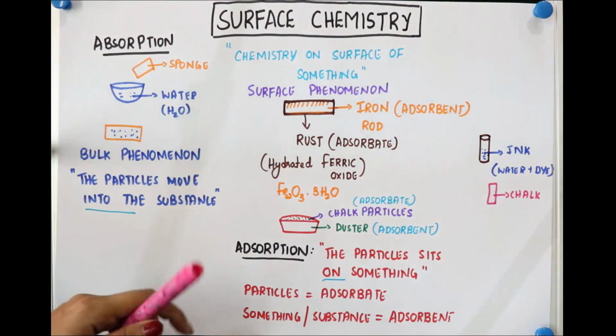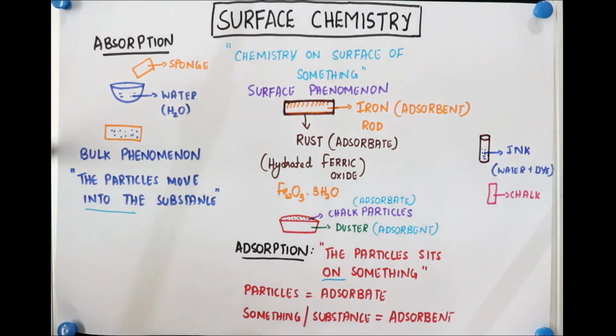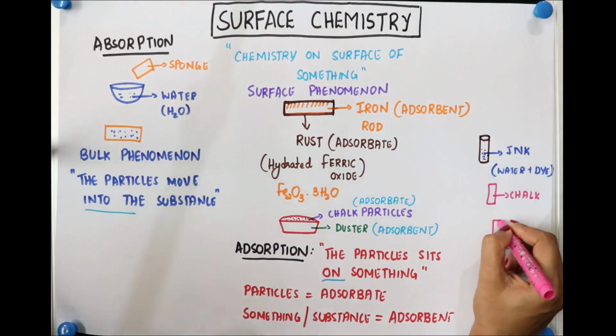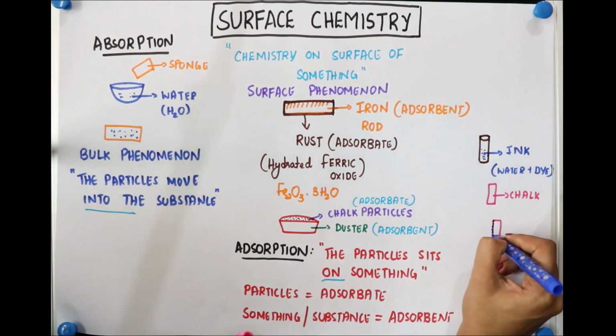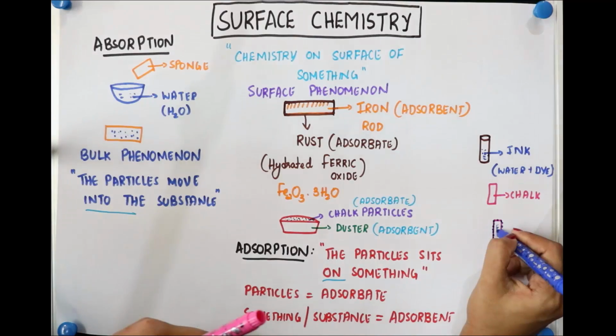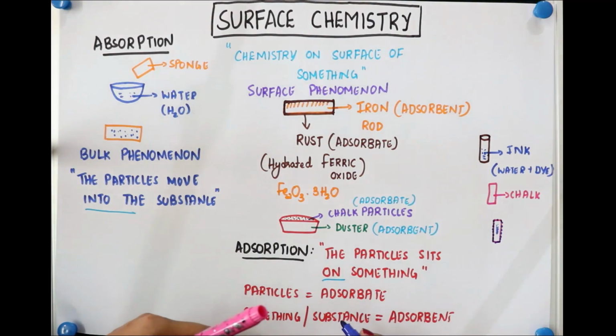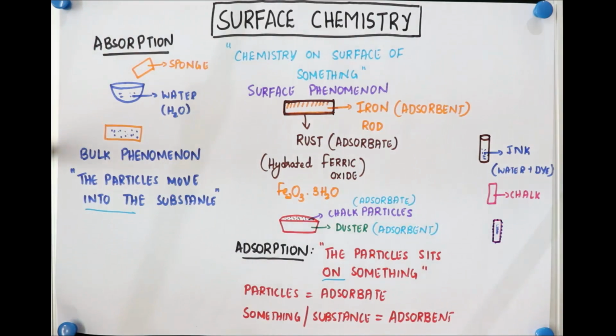Okay. So what happens when you're dipping this chalk into the ink is the particles of the ink, that is dye, get settled on the chalk like this. Whereas water particles move into the chalk. So what do you think is happening here?